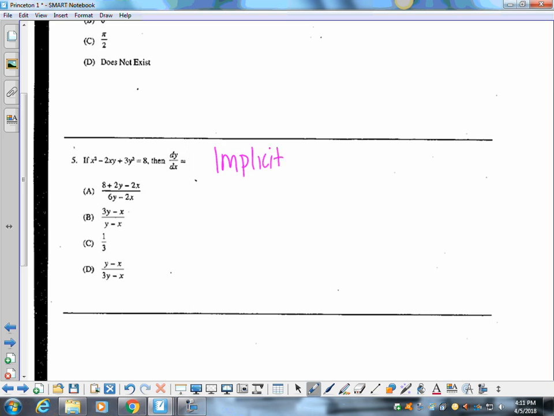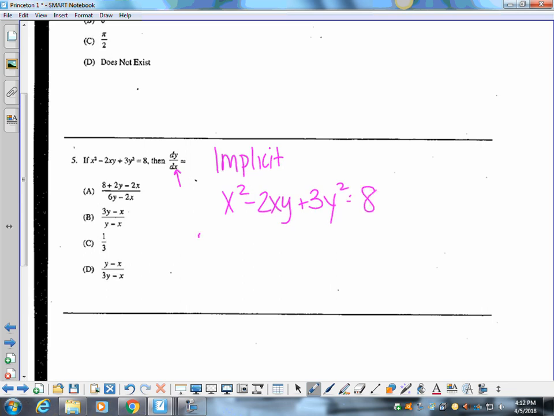Implicit differentiation. Okay, now this is with regards to x. So anytime you take the derivative of something with an x in it, you're fine. But if you don't, then you need the dy/dx. Okay, so I have x squared minus 2xy plus 3y squared equals 8. And I'm just going to treat them all individually.